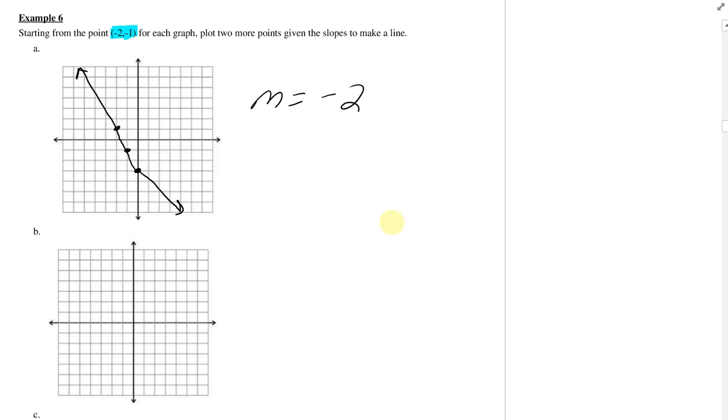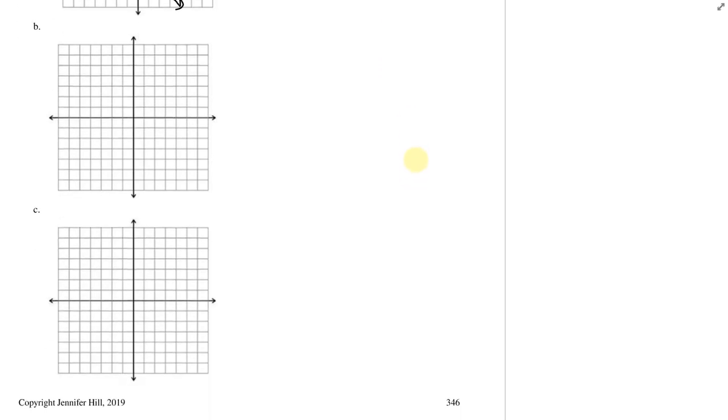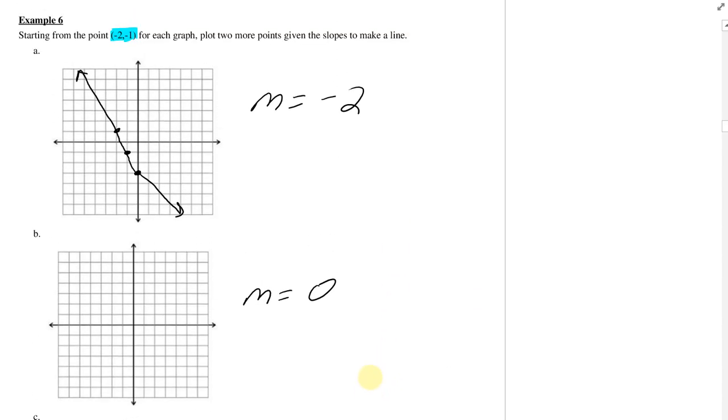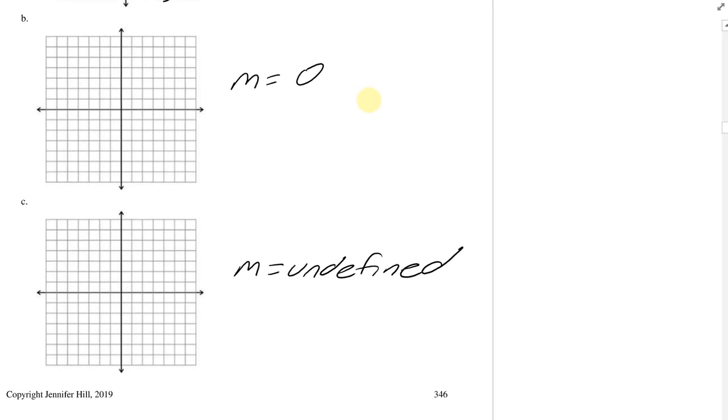Alright, now you might have to go back and look at what we were just talking about on the previous page. But what I want you to do next for these next two is come up with what the line will look like, still starting at (2, -1), right? So starting at that same point. What does this line look like when m is 0 versus when m is undefined? Hit play when you're ready.